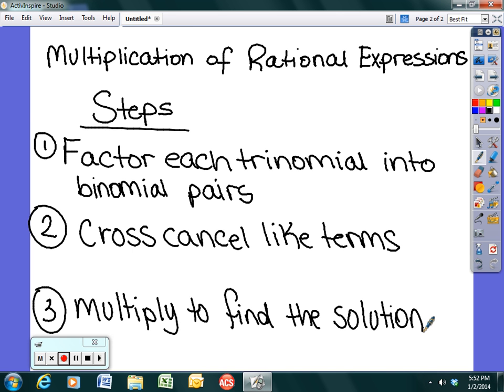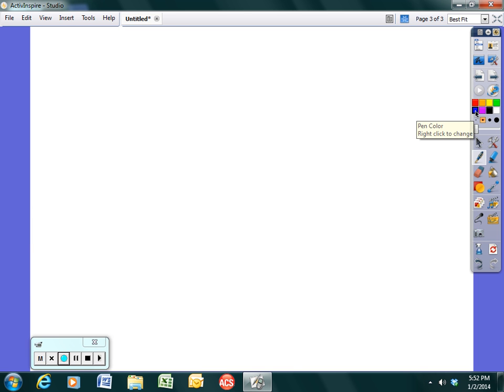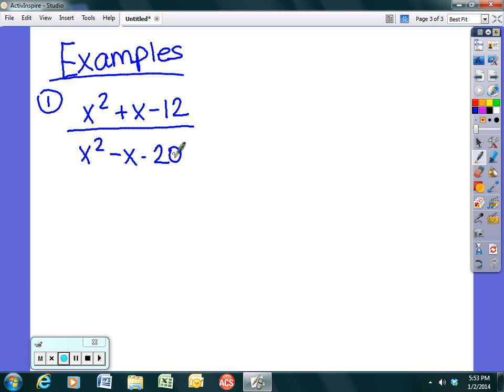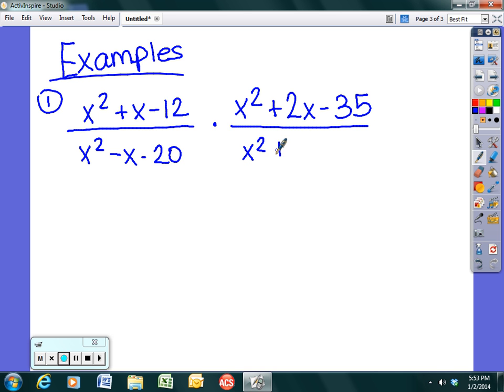Let's do a few examples. Example 1. We have x squared plus x minus 12 over x squared minus x minus 20 times x squared plus 2x minus 35 over x squared plus 9x plus 14.